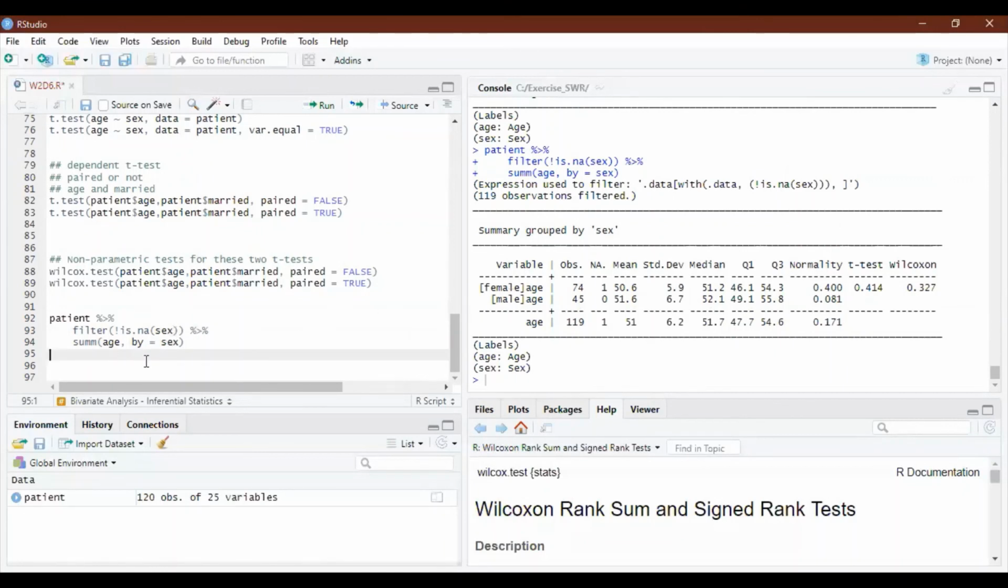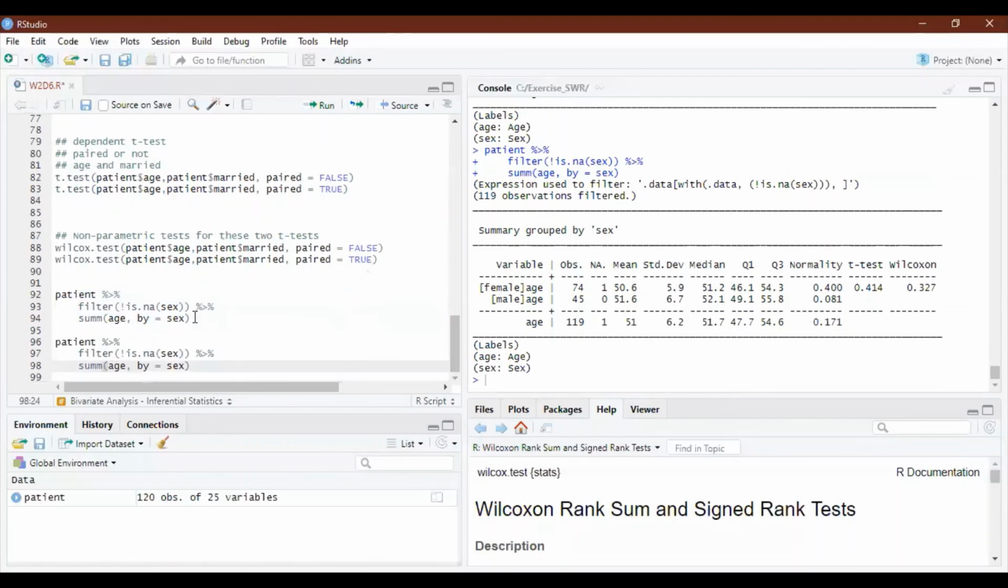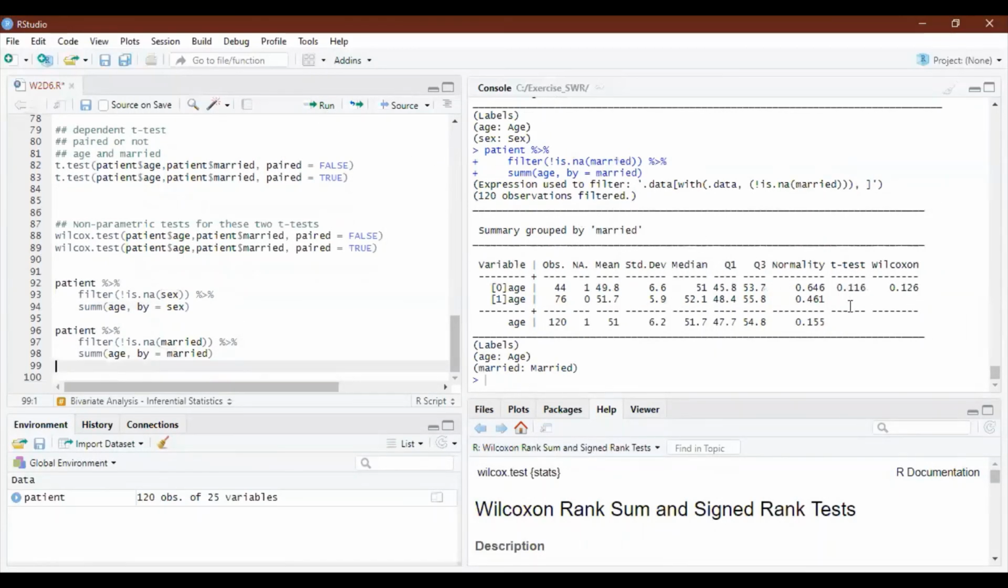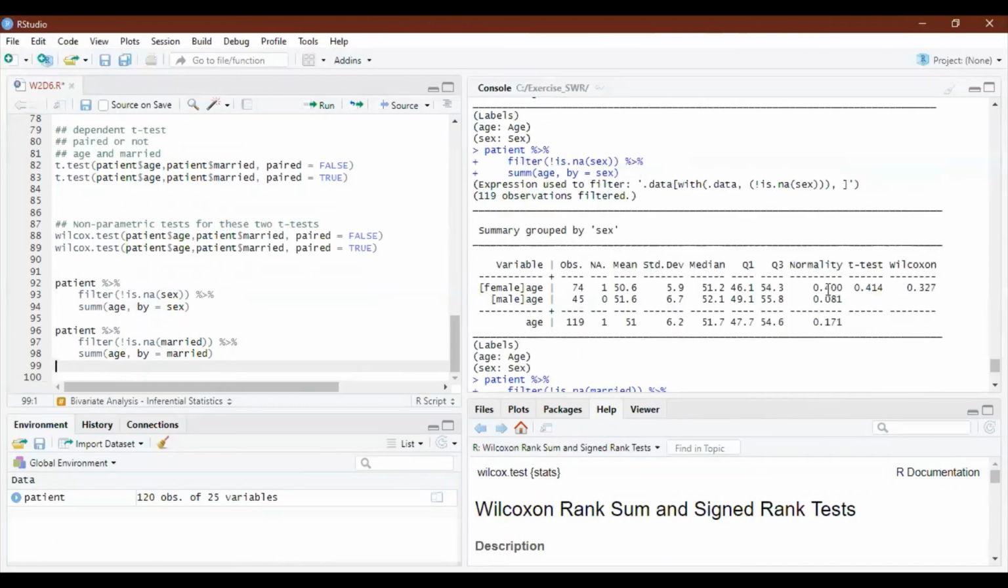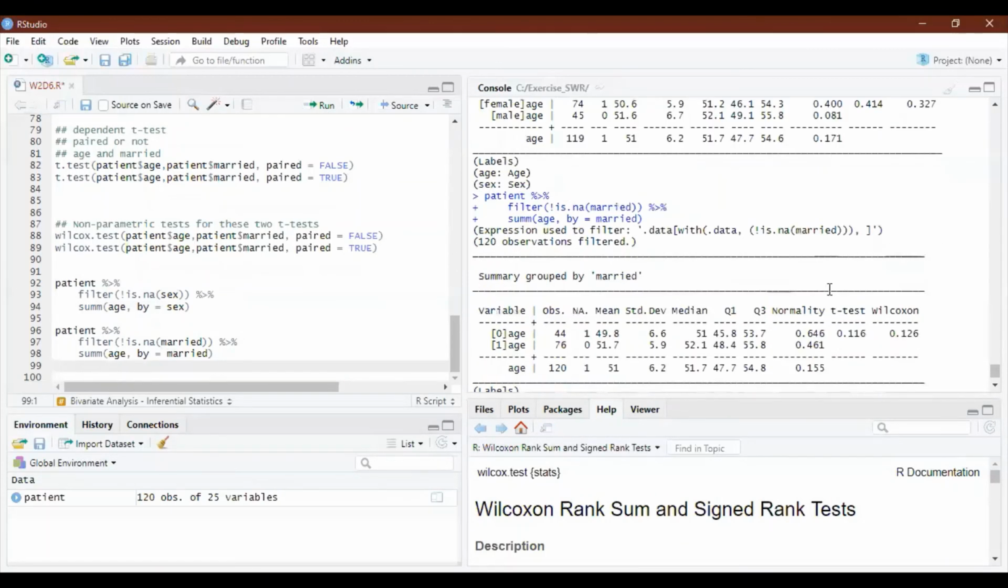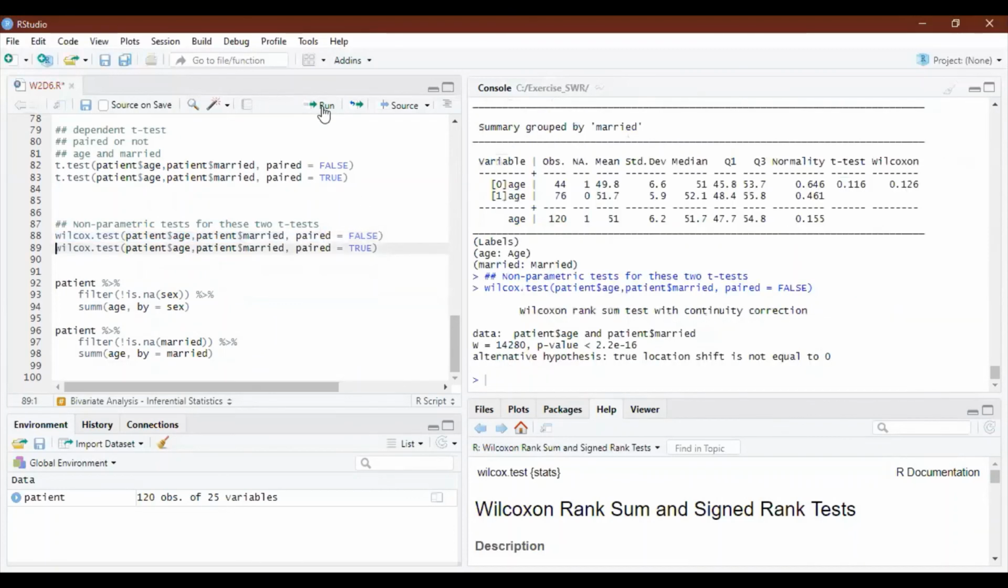Anyway, this is for sex, right? Sorry, now we are trying for married. So I think this will give you the same p-value. It doesn't give you the same p-value. Or does it give you the same p-value? Wait a minute.